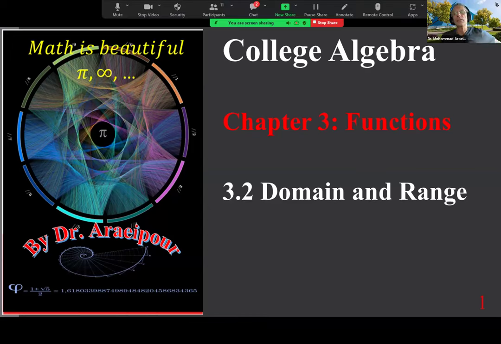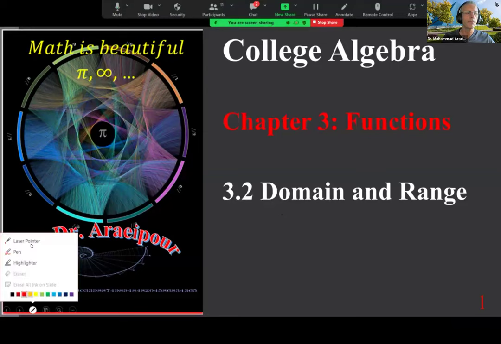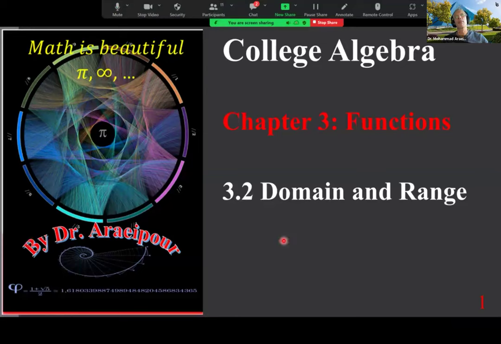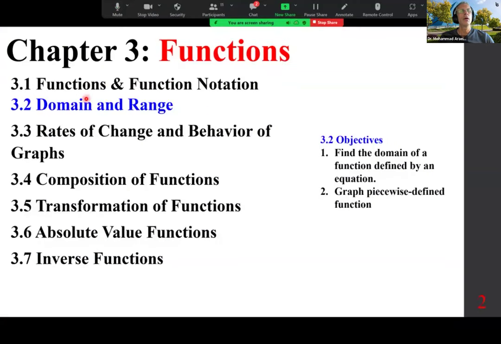Good morning, class. We are looking at College Algebra Chapter 3 Functions, Section 3.2 Domain and Range. Chapter 3 covers Section 3.1 Functions and Function Notation, Domain and Range.